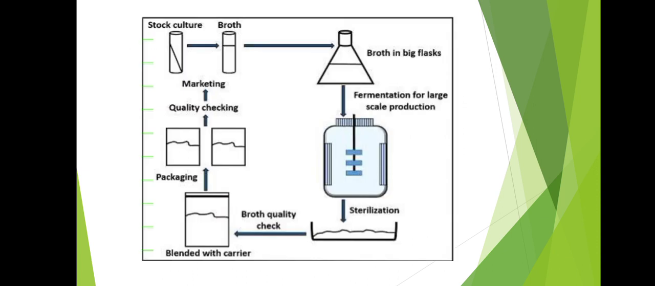Let's see how we cultivate and culture the biofertilizer. First, we take a test tube, that is the stock culture, then we transfer it to broth. If we need large scale production, we culture it in a broth in big flasks, then ferment it for large scale production. Then we sterilize it, check the broth quality and blend it with carrier. Then packing and quality checking, after which it is distributed to the market.